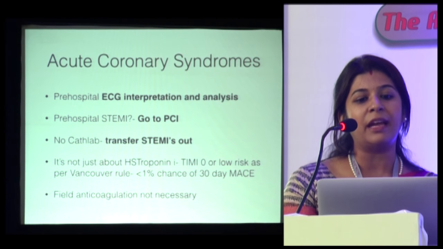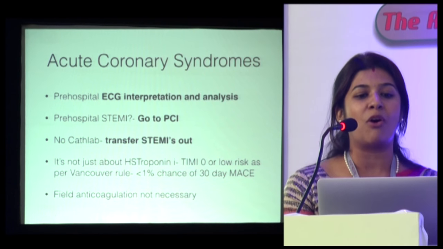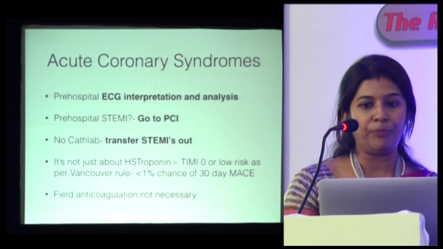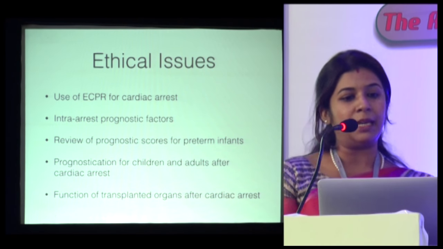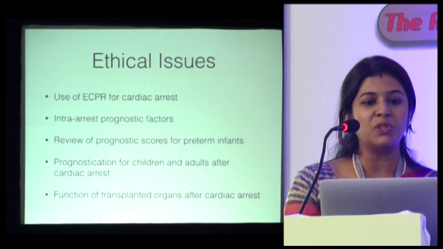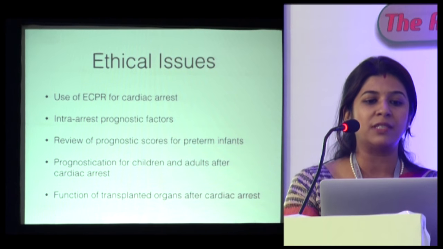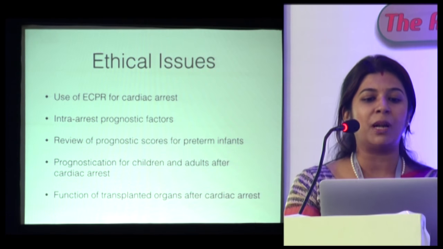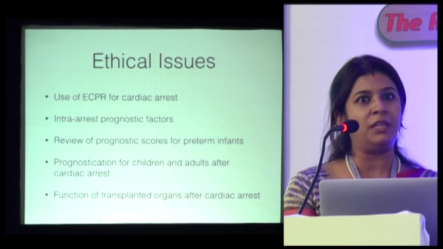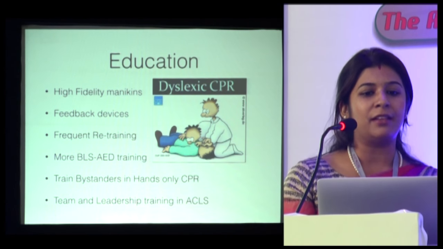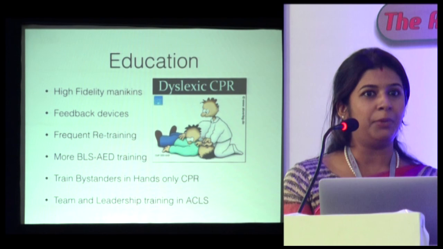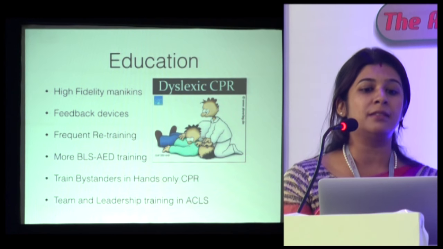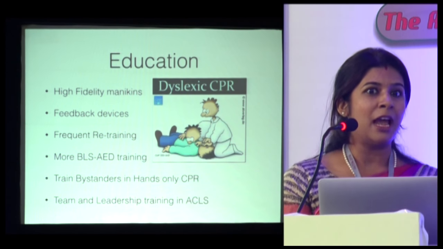Prediction of major adverse cardiac events should not be done only on the basis of high sensitivity troponin. It should be done in conjunction with the TIMI and the Vancouver rule. Ethical issues are many: the use of ECPR for cardiac arrest, the intra-arrest prognostic factors, the review of prognostic scores, prognostication for children, and the function of transplanted organs after cardiac arrest. There's lots given in these guidelines. You need to go through this. Of course, we should never forget that we need education and regular updates: high fidelity mannequins, feedback devices, frequent retraining, and training of bystanders on compression-only CPR before help arrives.